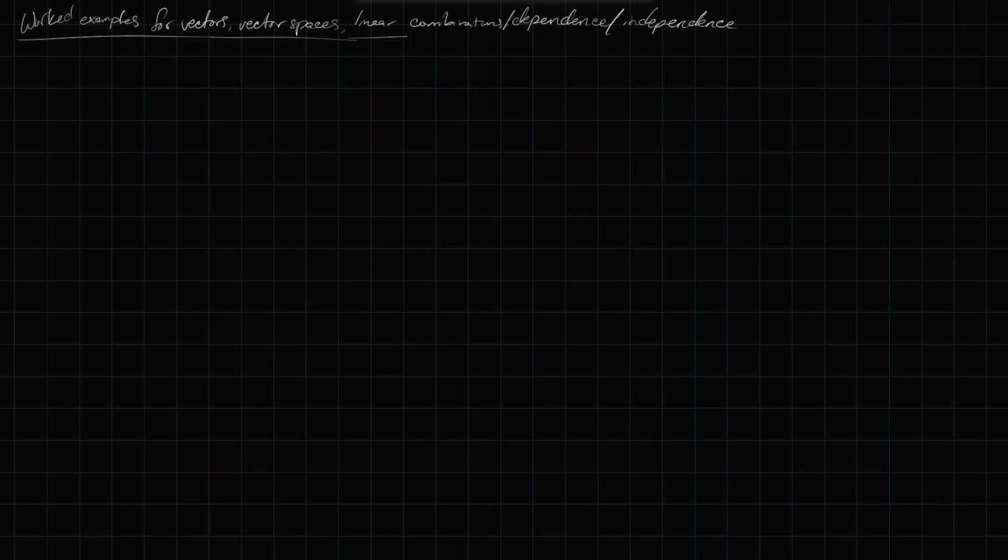So we're on the worked examples for vectors, vector spaces, linear combinations, dependence, and independence. And that's quite the title.